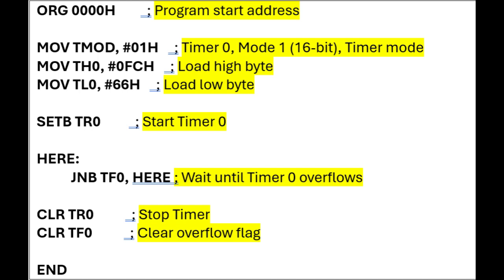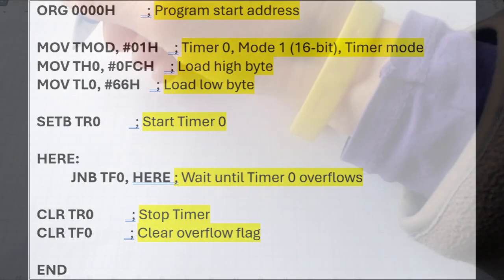Generate a delay using Timer 0 in mode 1, 16-bit. TMOD equals 01H selects Timer 0, mode 1. TH0 and TL0 load the initial count value. Setting TR0 starts the timer. TF0 becomes 1 when overflow occurs. The program waits until overflow happens. Then the timer is stopped and the flag is cleared.